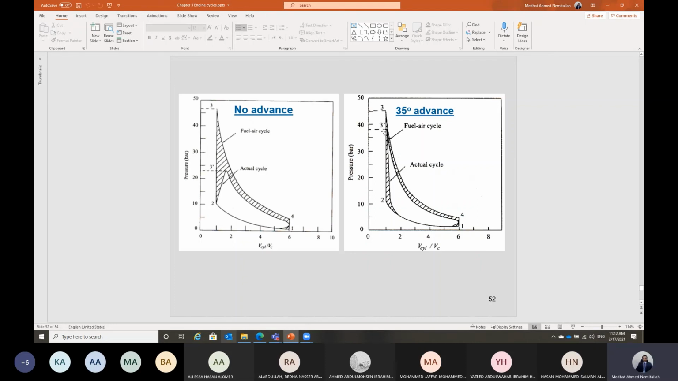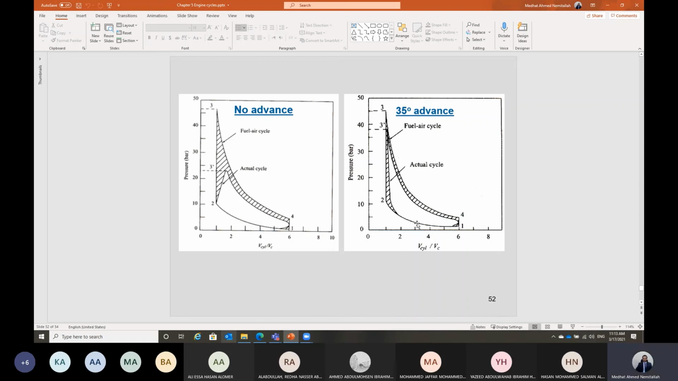Now you can see the value of the maximum pressure for the actual cycle. It can be very close to the case of fuel air cycle. 3 prime is very close to 3. Now we can start the expansion from high pressure. You can see, Shabab, the difference in the network area. It has been increased in this case.